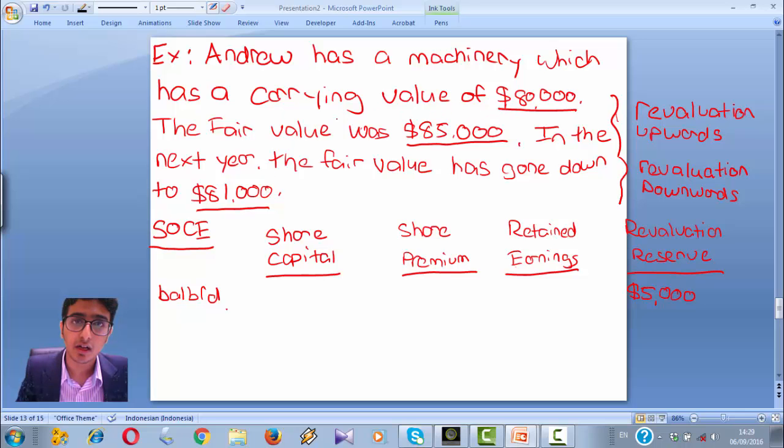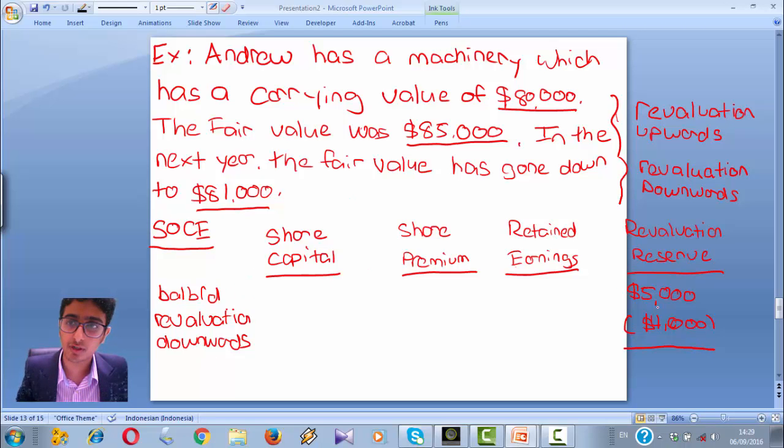Now, if you see, the fair value has gone down to $81,000. From 85, it has dropped to 81. Now, this is what you call a revaluation downwards of $4,000. Yes? That means, when I close the year, how much do I have left? I start the year with $5,000 on my revaluation reserve. Then, unfortunately, I have a revaluation downwards of $4,000. That means I close my year with $1,000 remaining in my revaluation reserve.